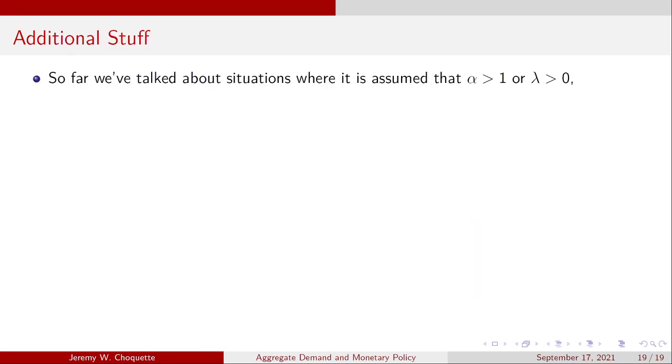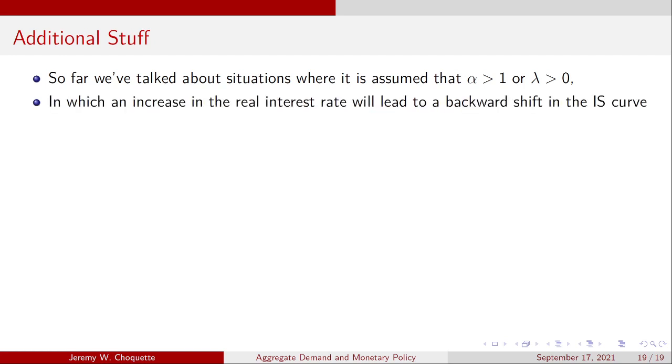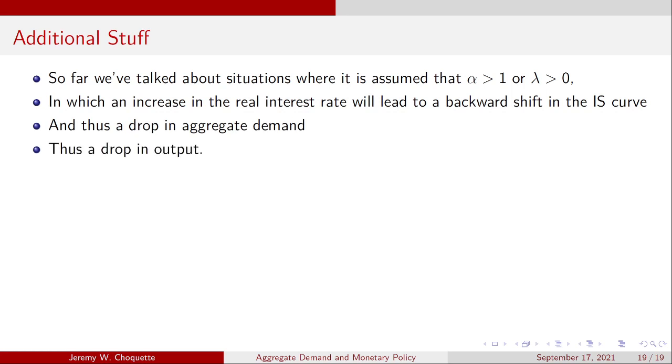So just a couple other things. We've talked about situations where it's been assumed that this alpha is larger than 1 or lambda is greater than 0. That's not always the case. In this particular case, where alpha is larger than 1 or lambda is greater than 0 and the Taylor principle is satisfied, an increase in the real interest rate leads to a backwards shift in the IS curve, but a drop in aggregate demand. That's a drop in output.